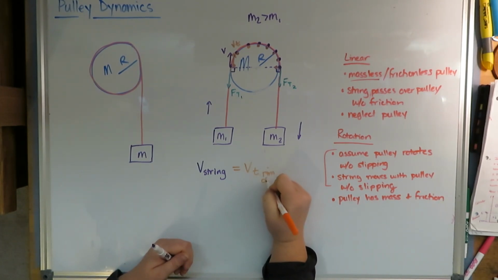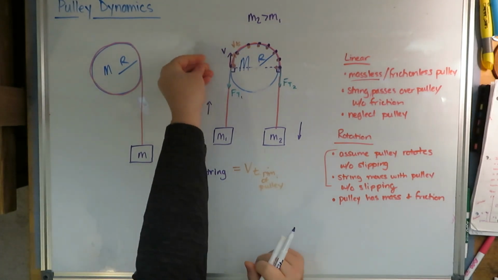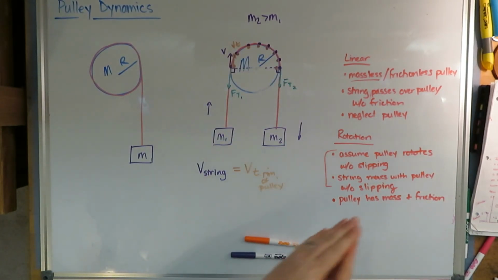On the rim of the pulley. So that is what it means to rotate without slipping. In order for this to happen, there has to be friction present. In order for the string to bring the pulley with it, there has to be friction between them because they have to be moving together.